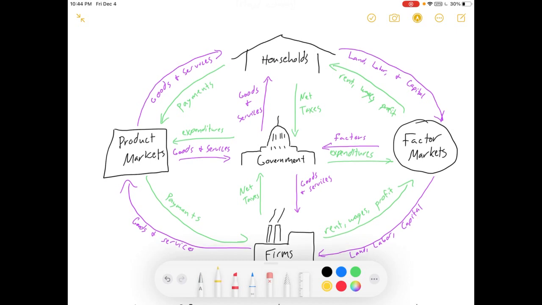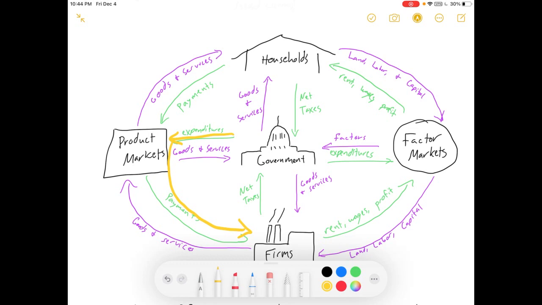So how does this help us to figure out the multiplier effect? Well, I'm going to show you two different versions of how this could be. One of them, let's say the government decides to increase government spending, expansionary fiscal policy, and they're going to buy a bunch of stuff in product markets. So they will increase their expenditures. And that money is going to make its way to the firms who produce the product.